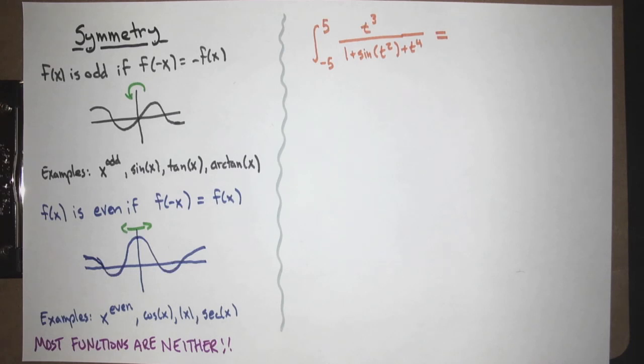we're asked to find the following integral. Integral from negative 5 to 5 of t cubed divided by 1 plus sine of t squared plus t to the 4th. Now this is a case where the more calculus you know, the harder this problem gets. So if you know a lot of calculus, what is it you're trying to do right now in your head? Anyone willing to confess?